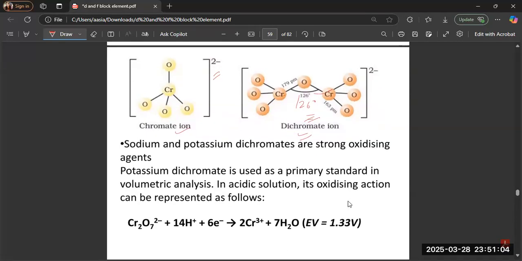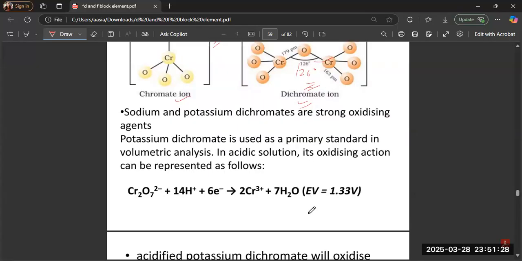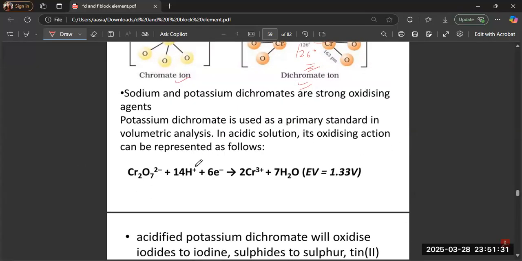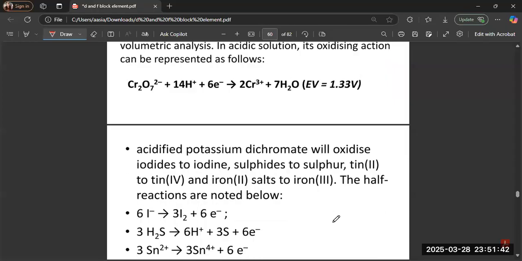Now see, sodium and potassium dichromates are strongly oxidizing agents. Potassium dichromate is used as a primary standard in volumetric analysis. In titration, we use potassium dichromate as a primary standard solution. So in acidic medium, we can represent the oxidizing action of potassium dichromate like this.